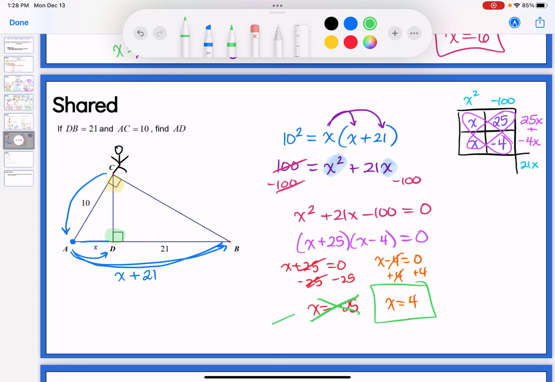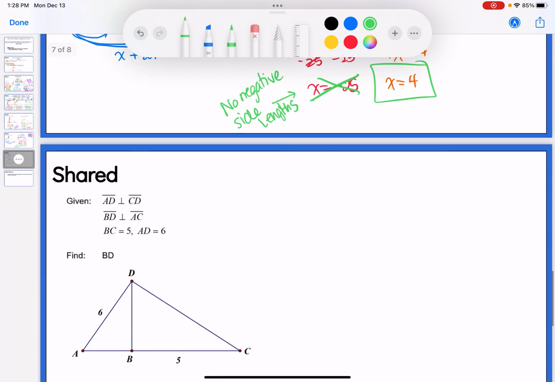Because we can't have negative side lengths. Now, if those were both positive numbers, and they both made sense, then you could possibly have two answers here, right? Whenever you end up with this quadratic equation situation where you have an x squared, there's a possibility that two different numbers would work, and that's totally fine. But you guys just got to check both of them to make sure that they make sense in the problem. All right, so same setup, a little bit trickier to solve, but still the similar idea, right?